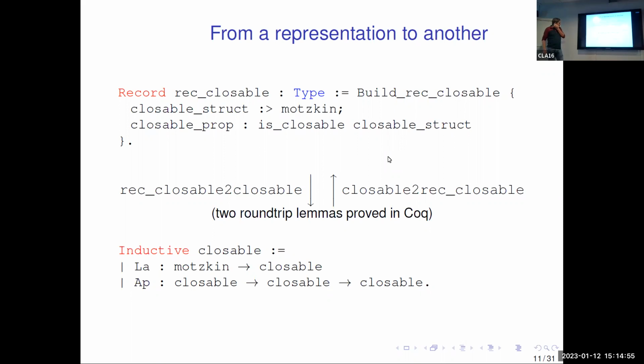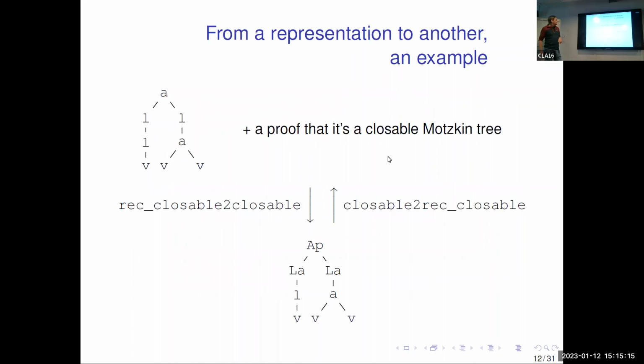So we designed some functions, closable to rect closable, which goes this way, and rect closable to closable, which goes the other way, and we prove the round trip lemmas, which means that if we apply one function and then we apply the other one, it's the same as using the identity function.